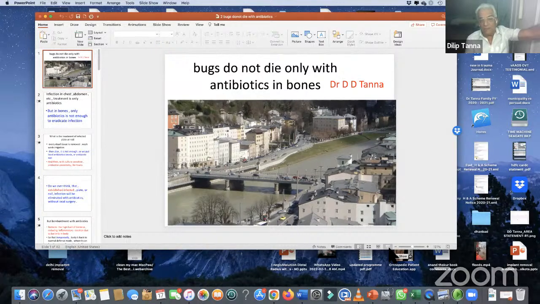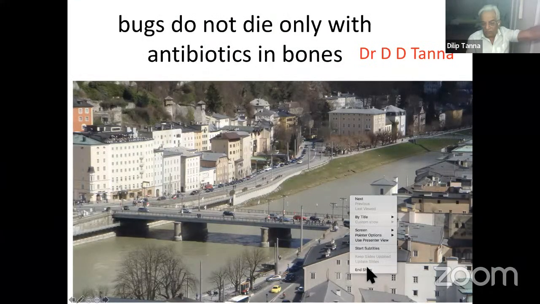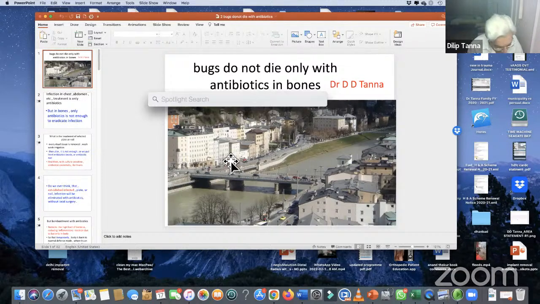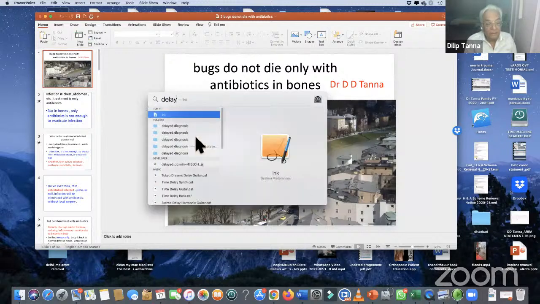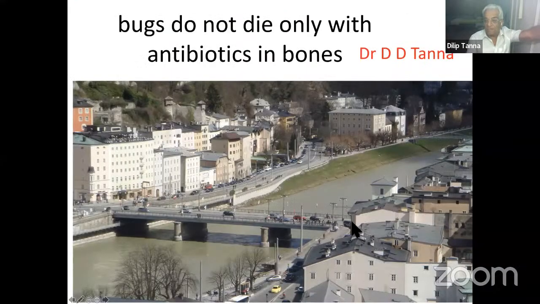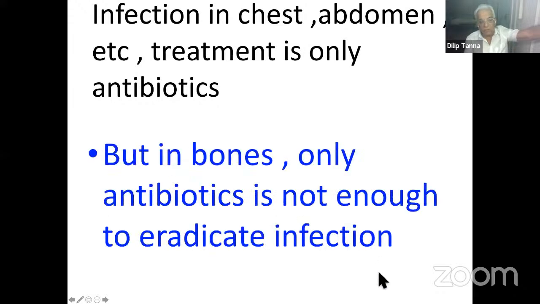Bugs do not die only with antibiotics in bone. Here was the talk I gave. It is about post-surgical infection. Bugs don't die only with antibiotics in bone. For infection in the chest, abdomen, etc., treatment is only antibiotic. But in bones, antibiotic alone is not enough to eradicate infection.